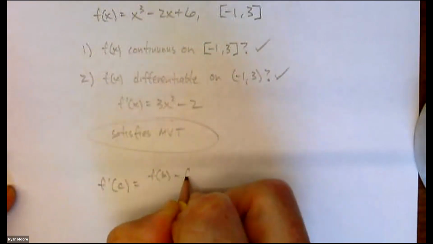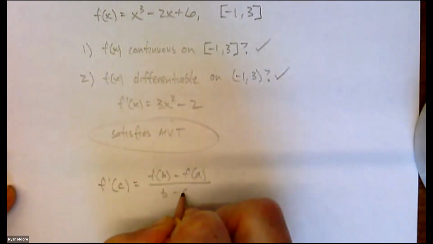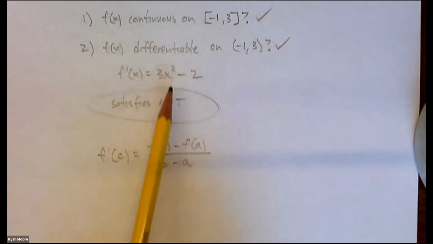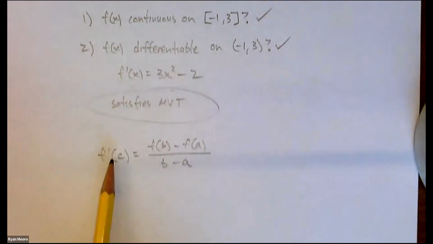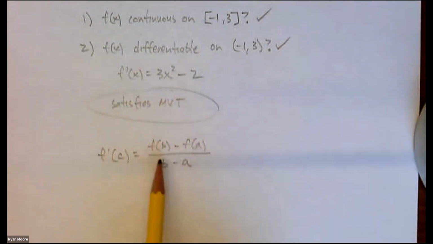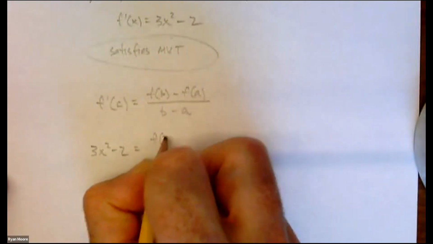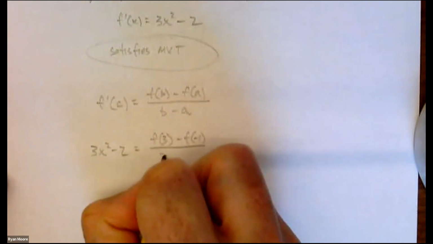What we'll do, let me actually just write the conclusion of the theorem, right? F prime c equals f of b minus f of a over b minus a. Kind of remind ourselves what that formula was. That's the conclusion. All right. So we know what the derivative is. We're going to take 3x squared minus 2 and plug it in, just make that the left side. The right side, we're going to have to do some calculations. We'll say, okay, 3x squared minus 2 equals, our interval was -1 to 3, so this is f of 3 minus f of -1 over 3 minus -1. Let's figure out what this number is. Once we get this number, then we can solve for x and we'll have it.